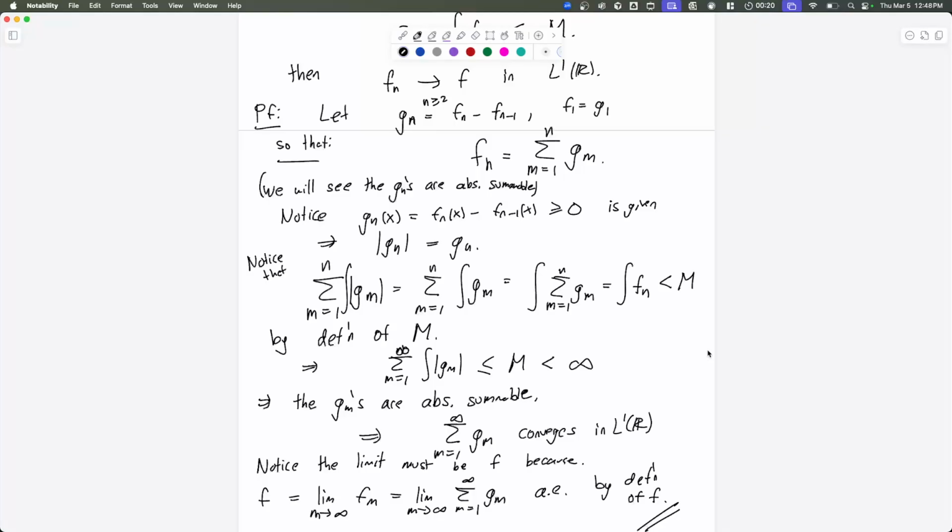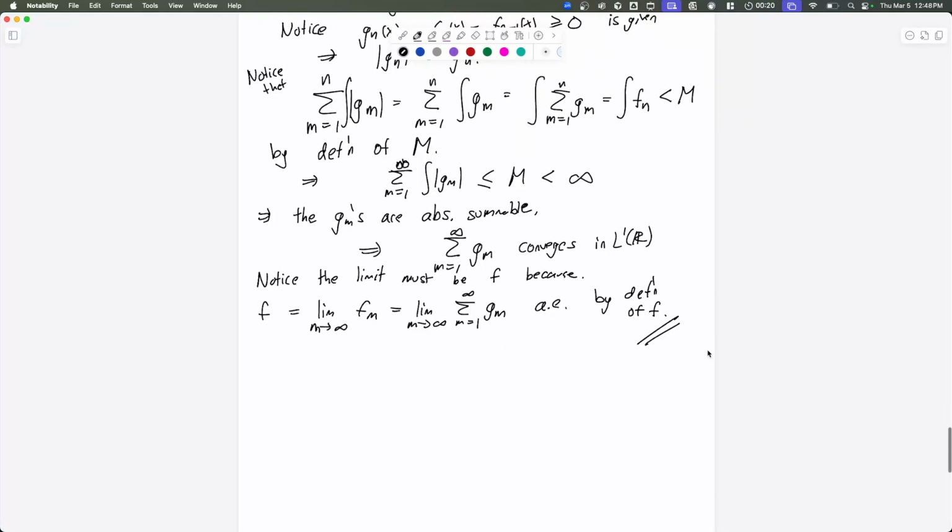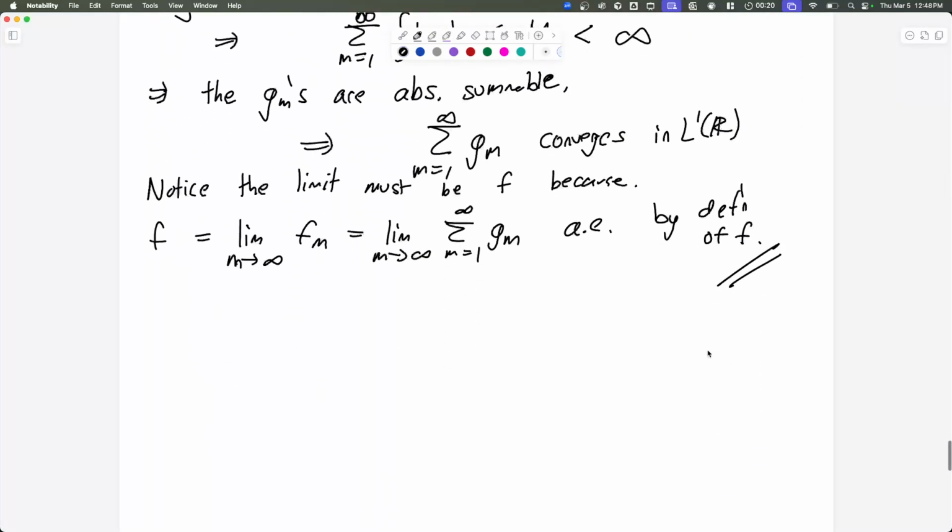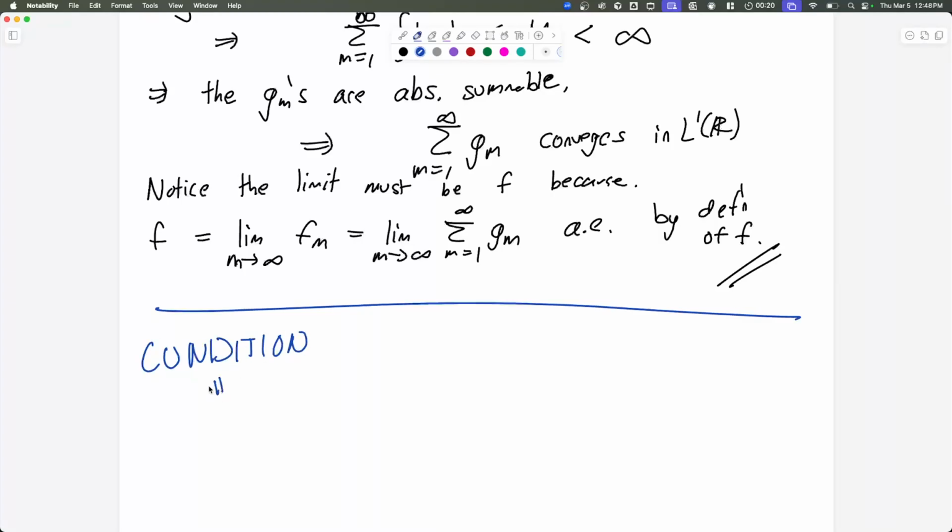Okay, the very last topic we are going to do in the whole of chapter 2, and then we are going to be done with Lebesgue integration, is condition 3. And condition 3 is also very useful. Condition 3 says if fn goes to f almost everywhere, and the conclusion is going to be that fn goes to f in L1, just like the other ones.